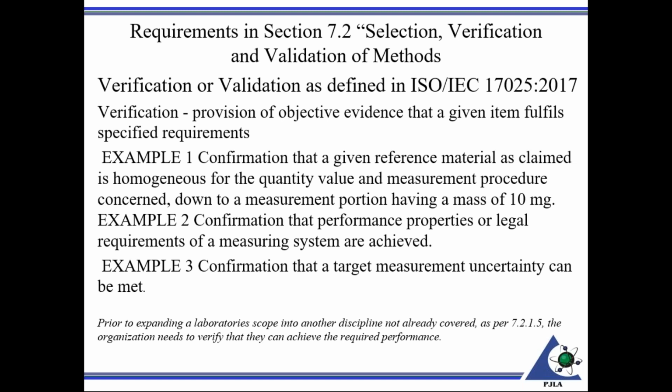So if you are looking to expand your scope, perhaps into another discipline which is not covered under your scope, and you'll see under 7.2.1.5, if you adopted a nationally recognized procedure, the organization would need to verify that they can achieve the required performance. You'll also see that records are required there.